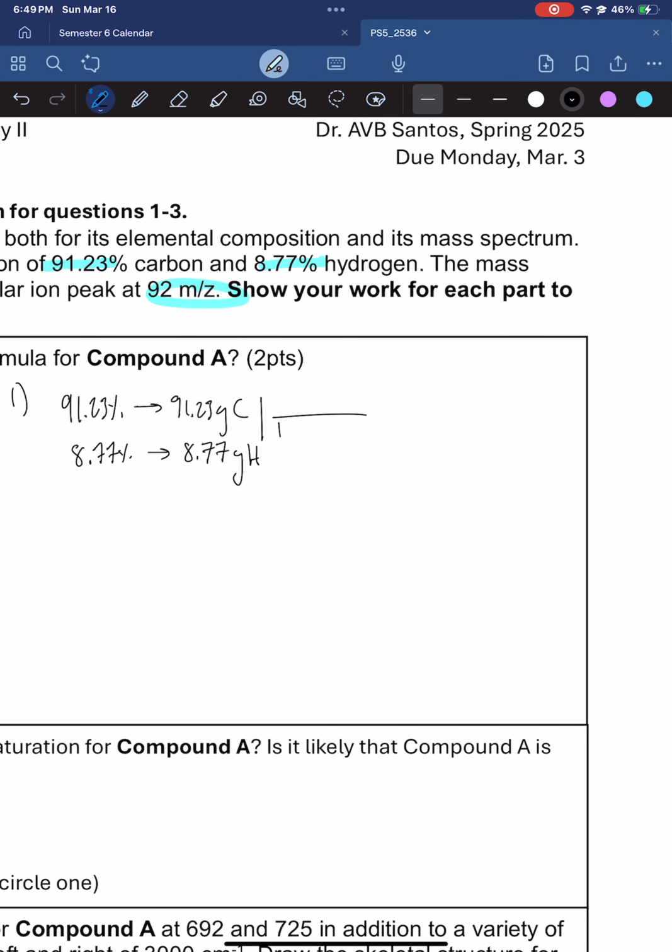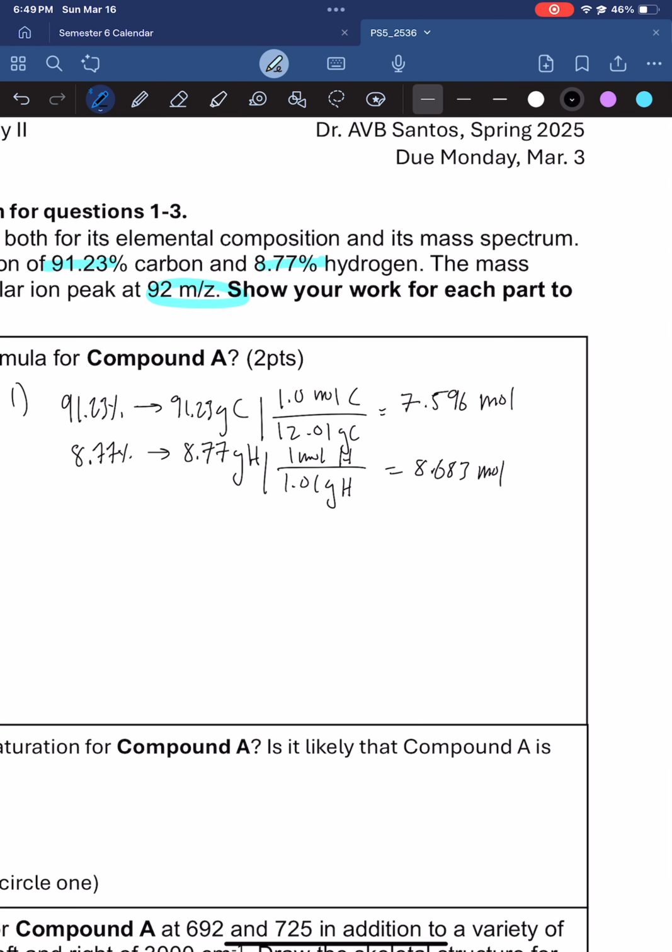Percent to mass, and the next part of the jingle is mass to moles. So we're going to divide by the mass on the periodic table, grams of carbon, grams of hydrogen. And that is going to give us 7.596 and 8.683 moles respectively.